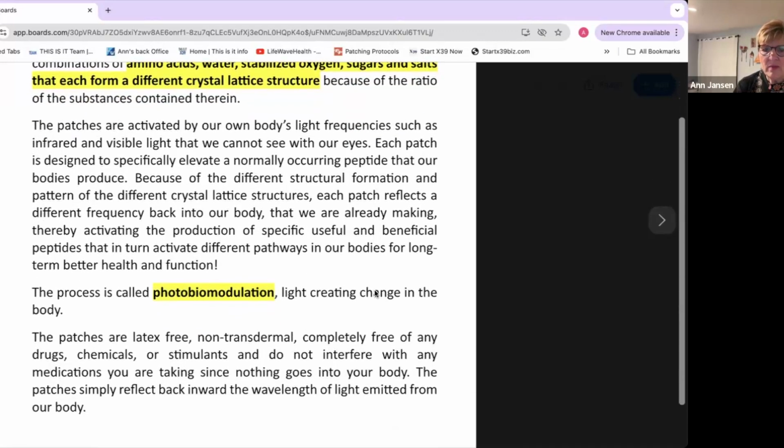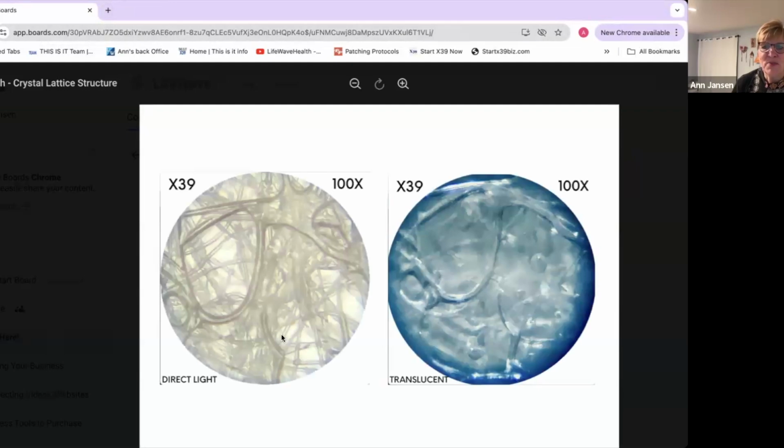And then down at the bottom here, we have the topic of photobiomodulation. Photo means light, bio means life, modulation is to change. So using light to change our life. And then this cool picture here is a crystal lattice structure. I'm a very visual person, so when I found this, I grabbed that. It's like, yes, we need to have this on here. So this would be the X39's crystal lattice structure.